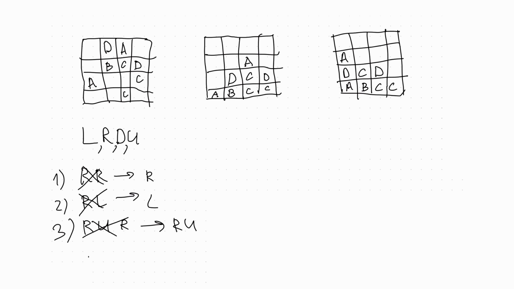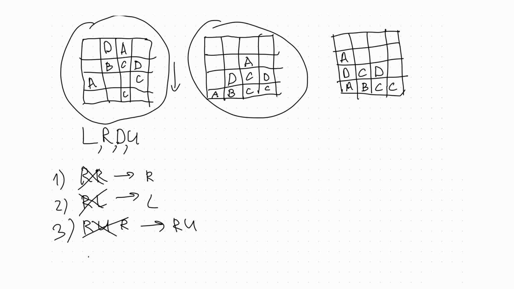For example, if we shake this board down, then we get this board. If we shake this board to the left and make all letters go to the left, we'll get this state. First of all, we need to analyze what kinds of actions are actually reasonable.